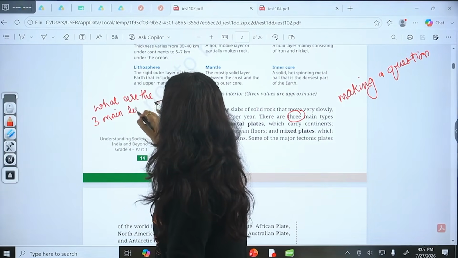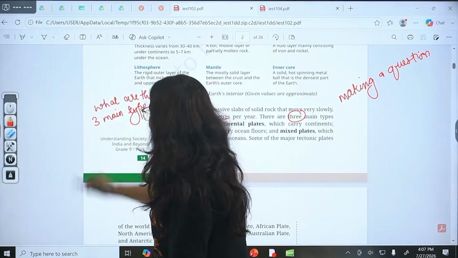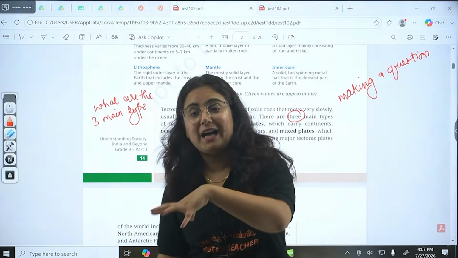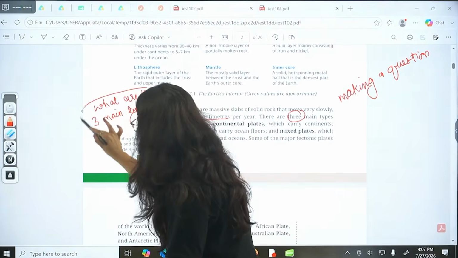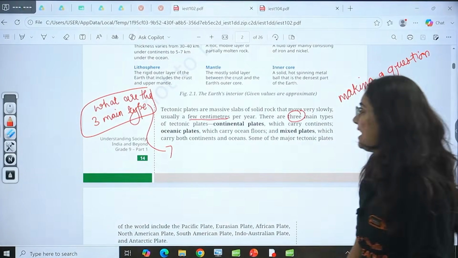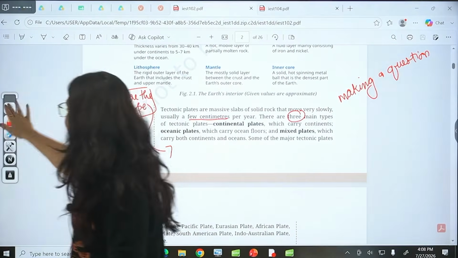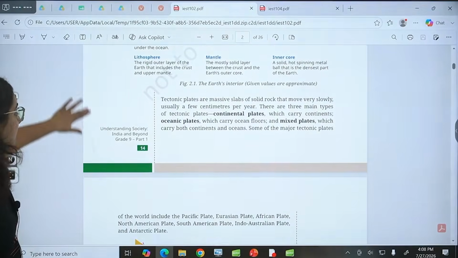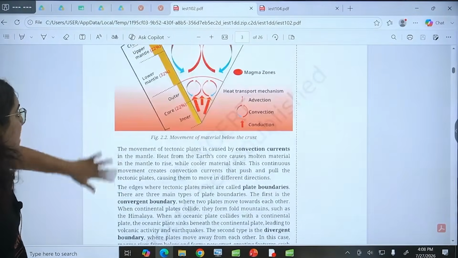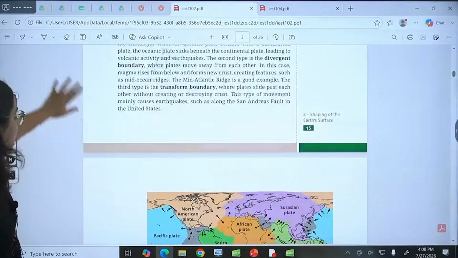3 main types of tectonic plates. So beta, what happens now when you come back reading those NCERT, you will find your made question as well as the answer over here. Okay, and that actually makes you smart as well as fast. Now come forward, see more what we are going to see.